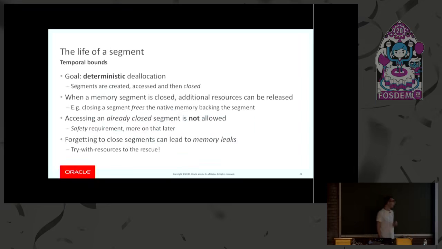The big goal of the segment API, and the big bet, is that we want an API that is able to do deterministic allocation, which means whenever you are sure that your memory is no longer going to be used, you should be able to explicitly free it. And the way this is done is that you essentially have a segment, you use it, and when you're done, you close the segment. Of course, with power comes responsibility. If you forget to close your segment and the segment goes out of scope, you have a memory leak, because now you have some off-heap memory that is not being cleared.